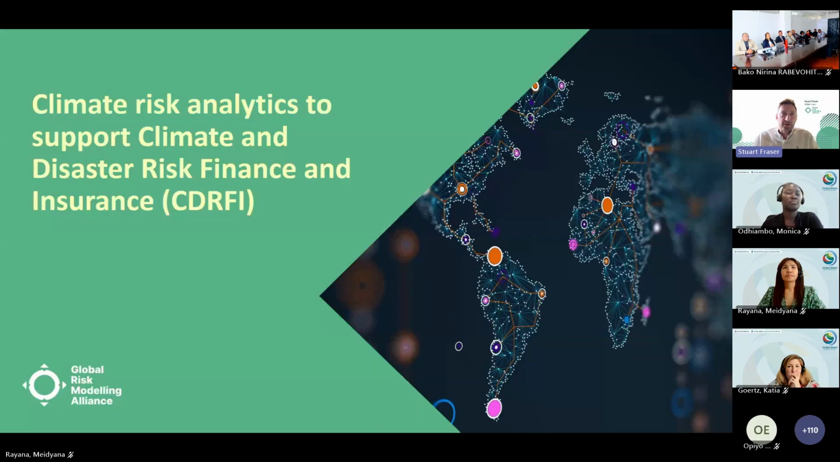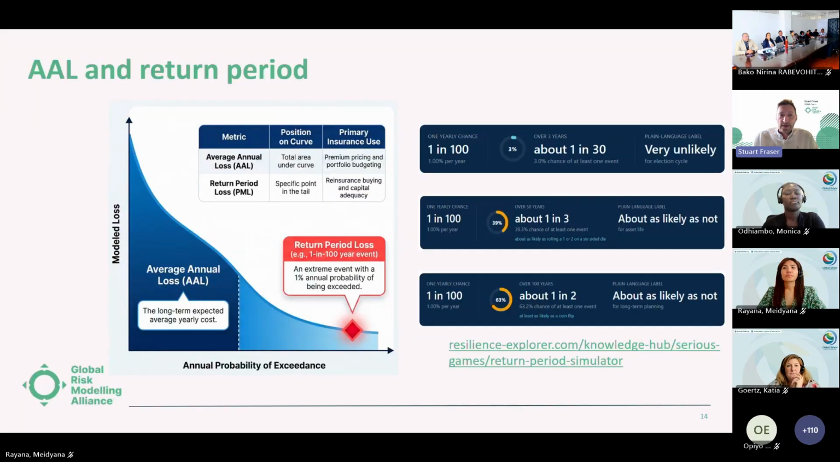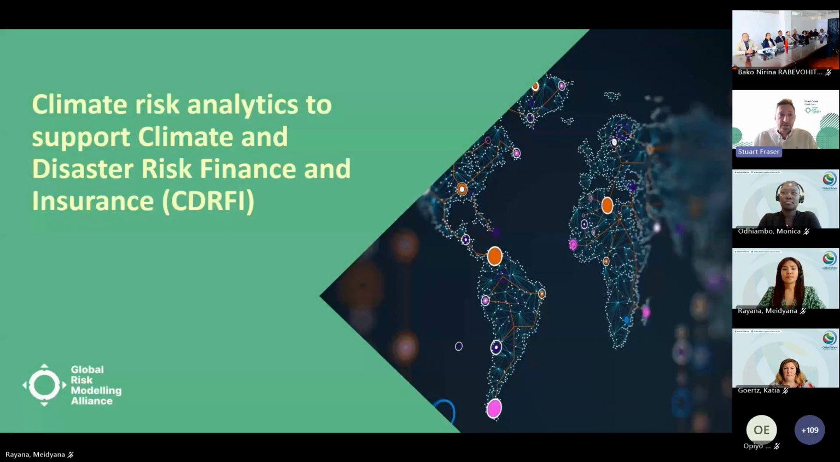And on that slide, there was a few references to, thank you. So 1 in 100 year event has a 1% annual probability of being exceeded in any year. But on the right-hand side, I've used a very useful tool on resilienceexplorer.com that translates that into a different probability given a political cycle, or a human lifetime, or for an asset life. So that's a very useful tool to understand return periods and their likelihood over different timescales. So I'd encourage looking at that. Next slide, please, and we can skip this one.